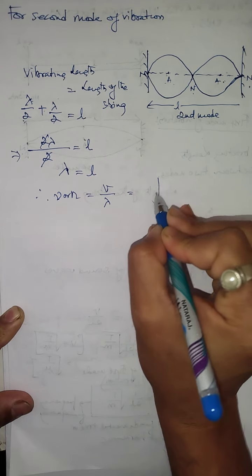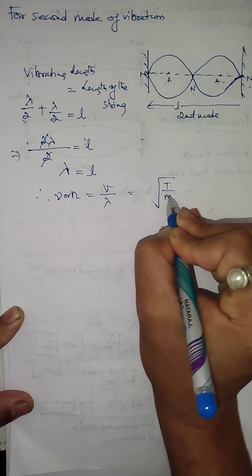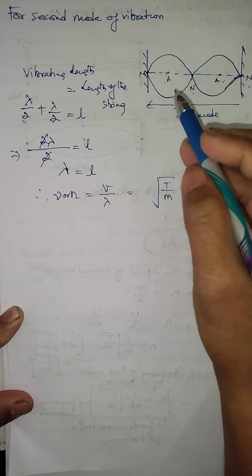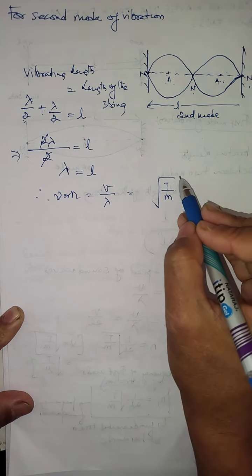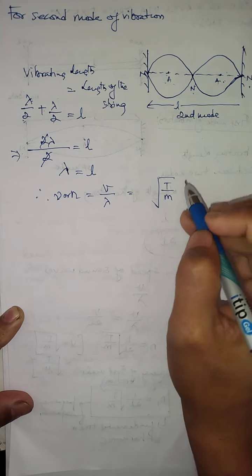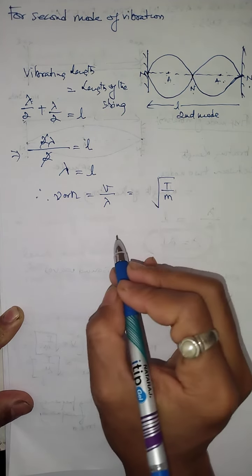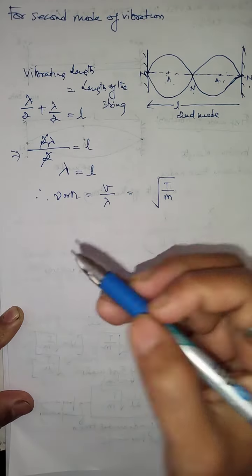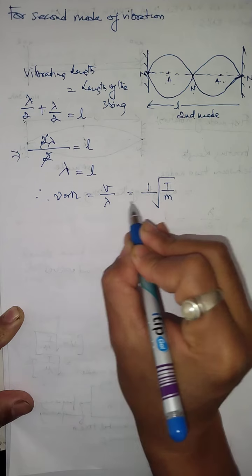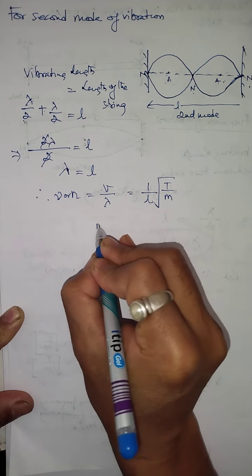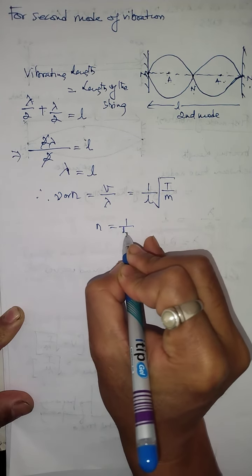Now v is usually given by square root of T by m, because even if you make the vibration in the second mode, the speed at which it travels and produces the sound will be the same. It is given by the same formula, square root of T by m. The speed will not change. Only the wavelength is changing, and due to that wavelength, the frequency is changing. But 1 by lambda is 1 by L.